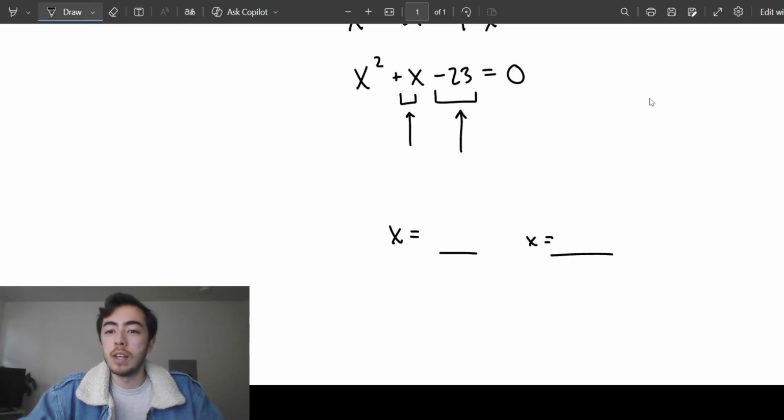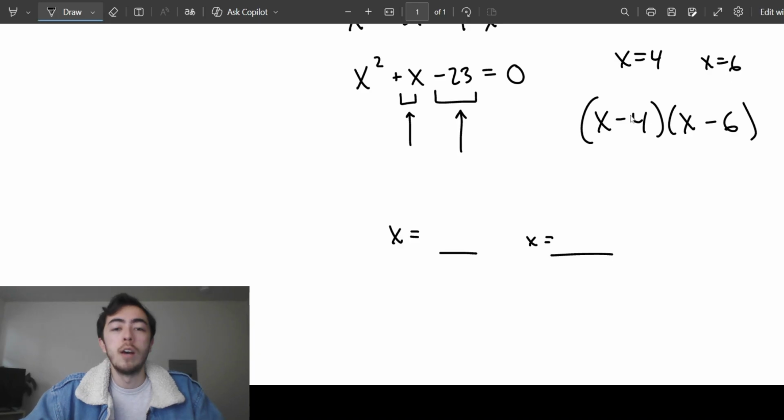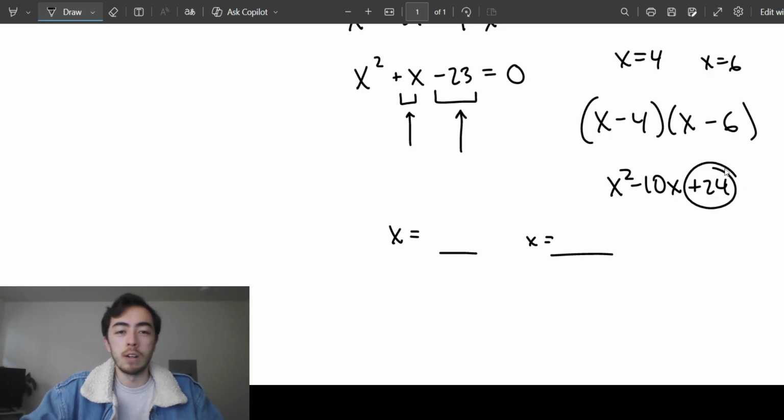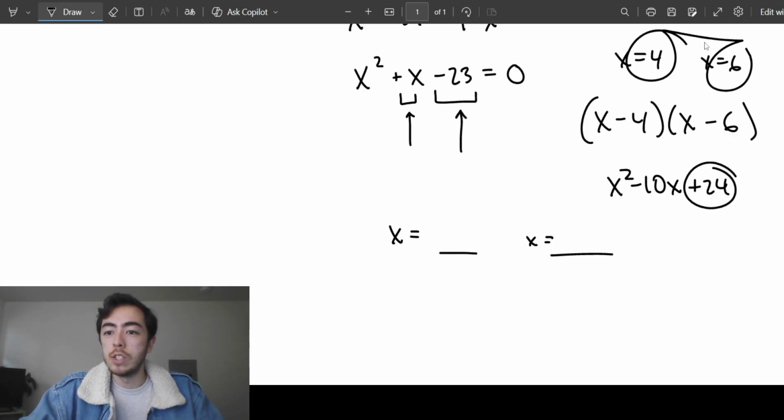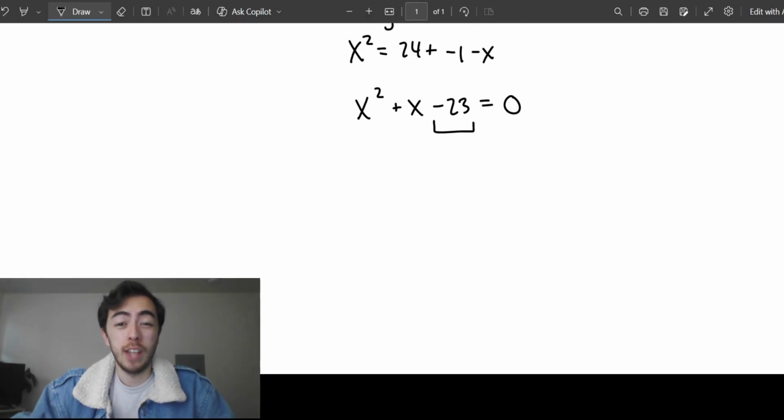And the idea being, like, if we have, say, a quadratic that looks like this, we know that the roots would be 4 and 6. Multiplying it all out, we would get something that looks like this. And we can see that this ending number here, this constant value, is just these roots multiplied. Now, there is a little bit of a catch, though.